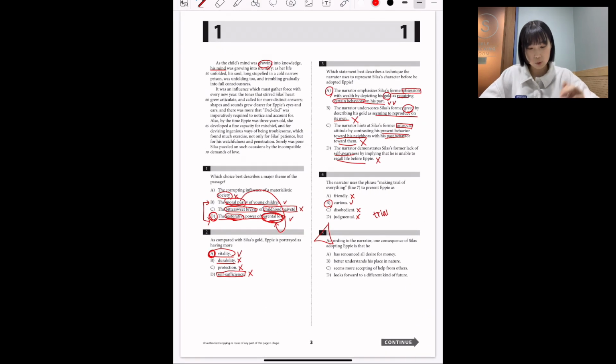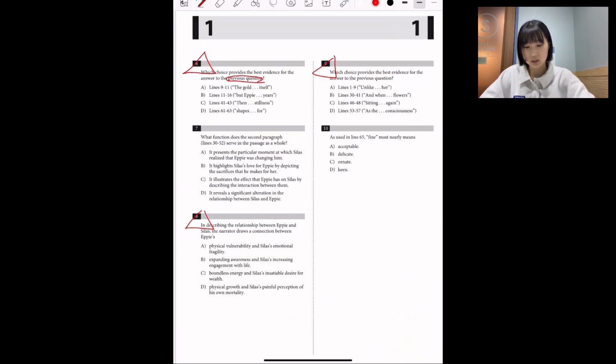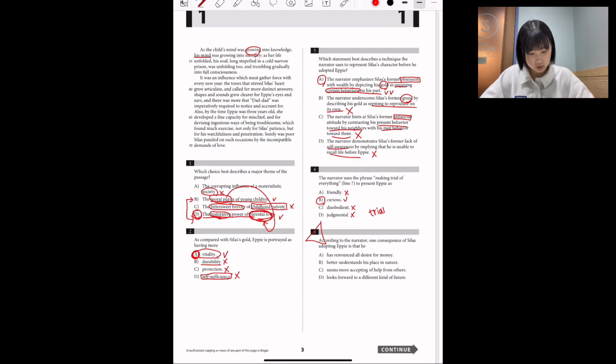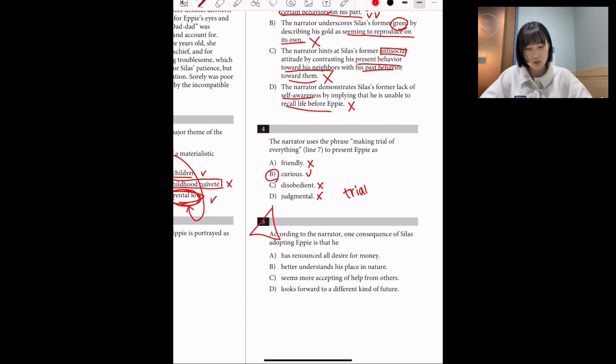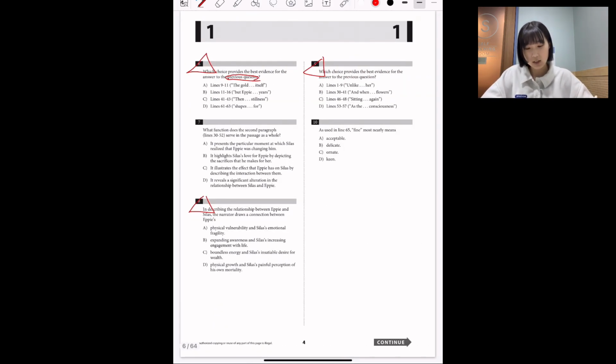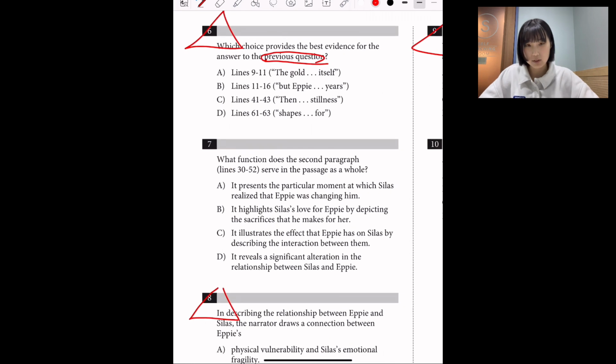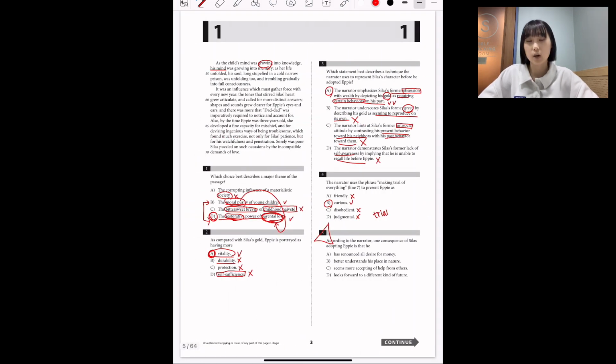And number 5, because we marked it with the triangle, we're going to look at 6 first. The previous question is that, according to the narrator, one consequence of Silas adopting Eppie is that he, and we're going to look at all these choices to see which one shows a consequence of Silas adopting Eppie.